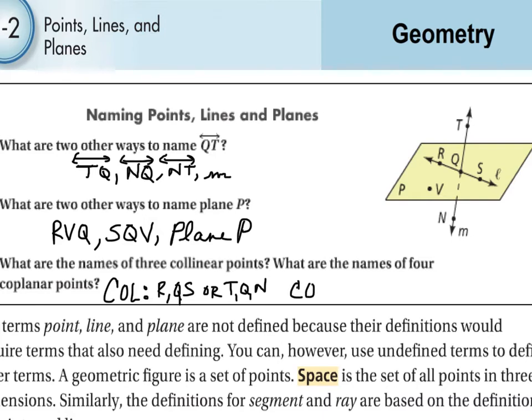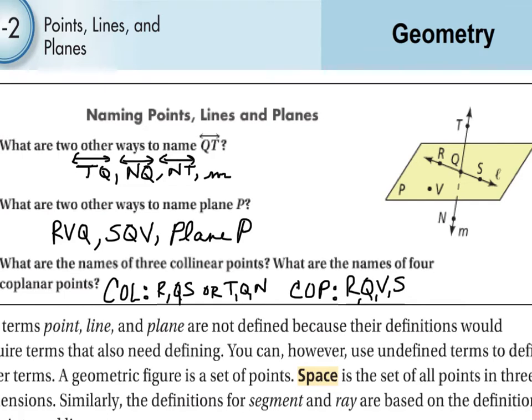What are the names of 4 coplanar points? Okay, coplanar points. All right, these are all points that are in the same plane. And if you look here, I could say coplanar points are R, Q, and V. And I have to have 4 of them, so I better include S in there since it says what are 4 coplanar points. Again, the points that are not included on the plane are N and T. They're on the outside of the plane.